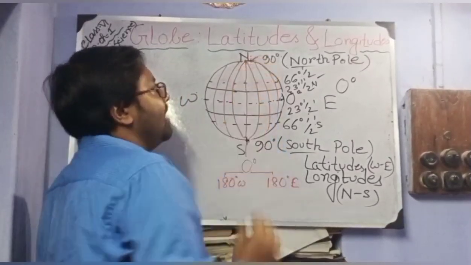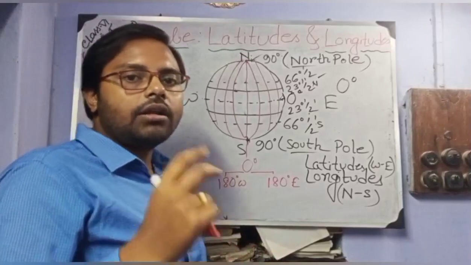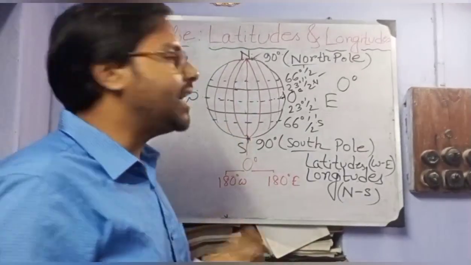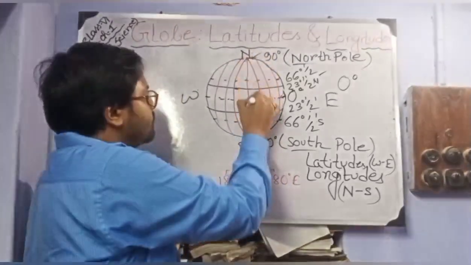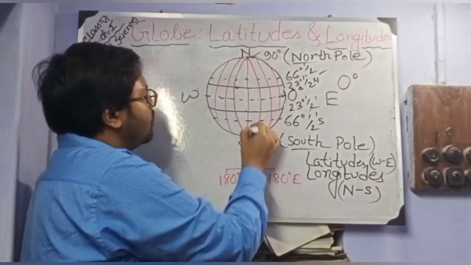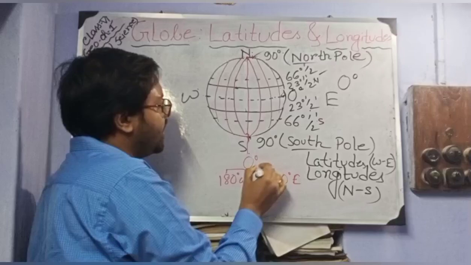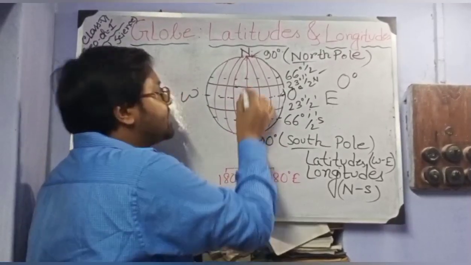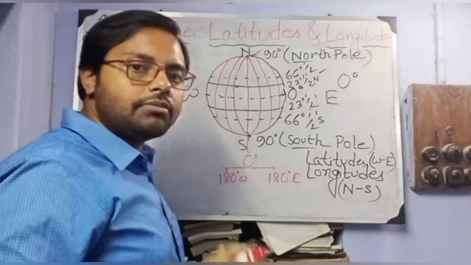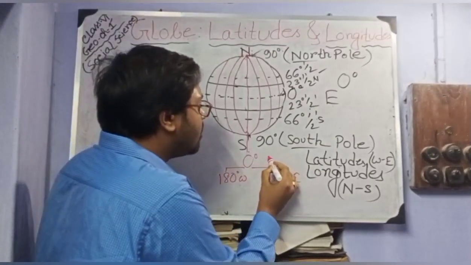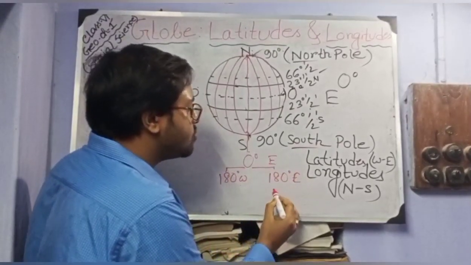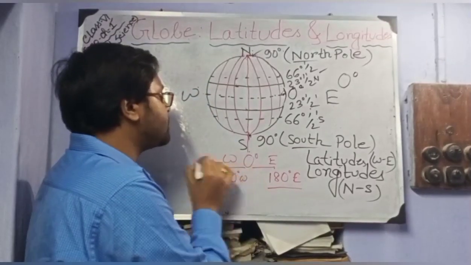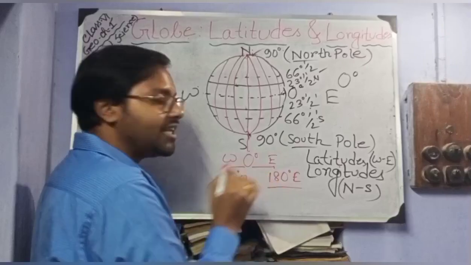So there is a main imaginary line in the middle of the earth, that is 0 degree, which has been drawn throughout the earth. 0 degree is the value of that particular longitude, and the eastern part of this 0 degree longitude is known as 180 degree east, and the western part of this 0 degree longitude is known as 180 degree west.